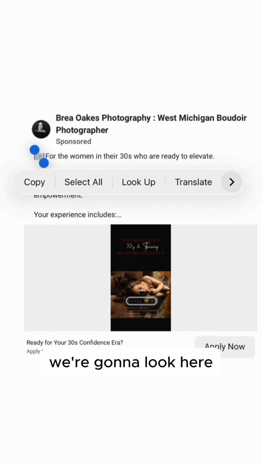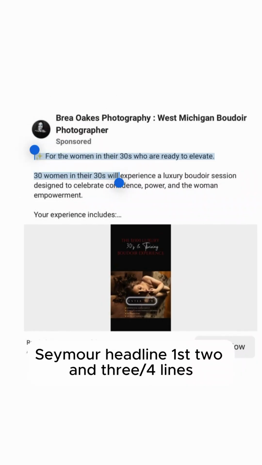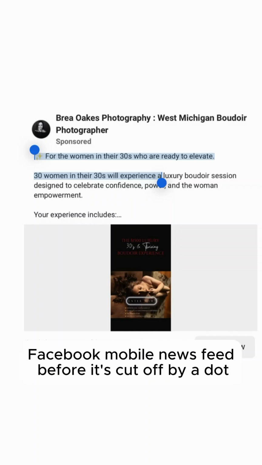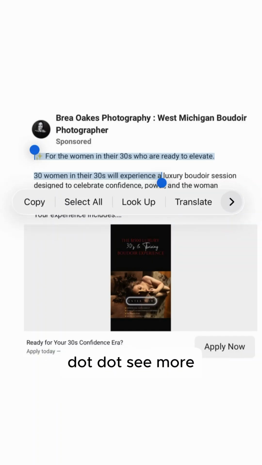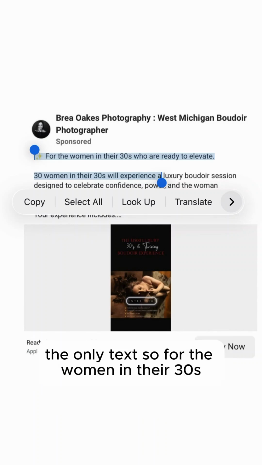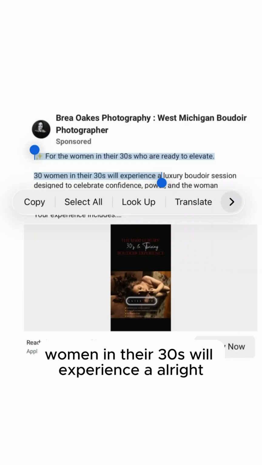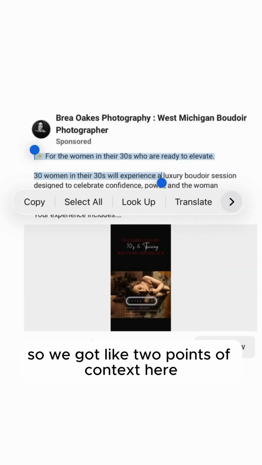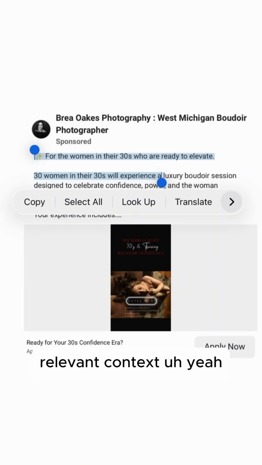Finally, we're going to look here. See more headline, first 2 3/4 lines, Facebook mobile newsfeed before it's cut off by a "See more." This is the only thing that women on Facebook will see, the only text. So for the women in their 30s who are ready to elevate, 30 women in their 30s will experience A. All right, so we got like 2 points of context here, relevant context.